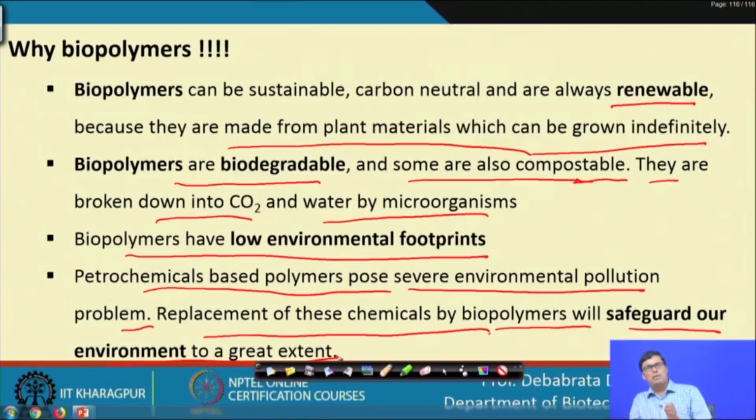So this is the benefit that we have with the biopolymer. There is no doubt, so why should we not go for biopolymers? Then we should go all the way to the biopolymer. The only thing is that we still have to look into making it cheap, so that we can use it easily in our day-to-day life.